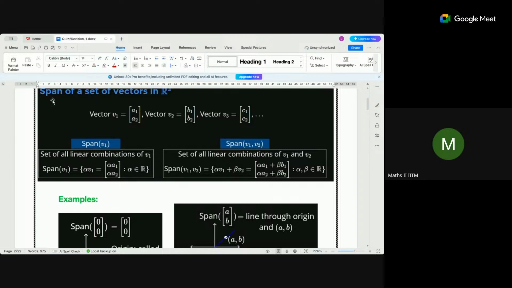The collection of all linear combinations of a given set of vectors is called the span of the set of vectors. Suppose you have only one non-zero vector from R2, I am telling you, one non-zero vector from R2. What is the span of that vector?